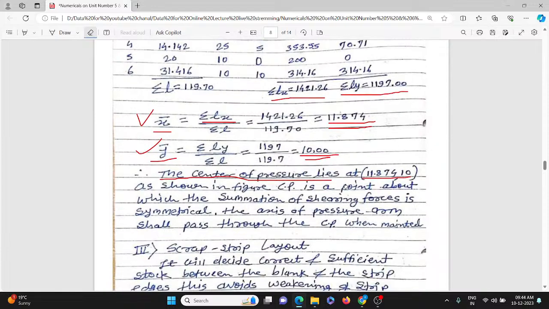Once the center of pressure is calculated, the next thing you have to do is draw the scrap strip layout, that is, how the scrap material is going to be there. Okay, just a minute.